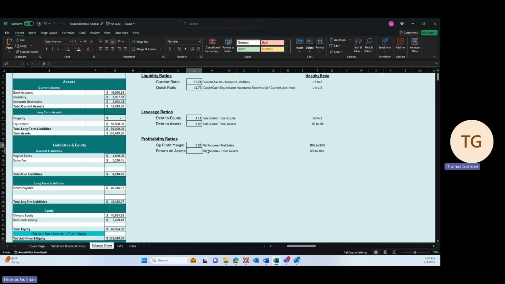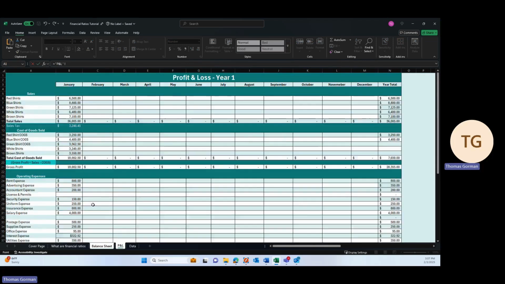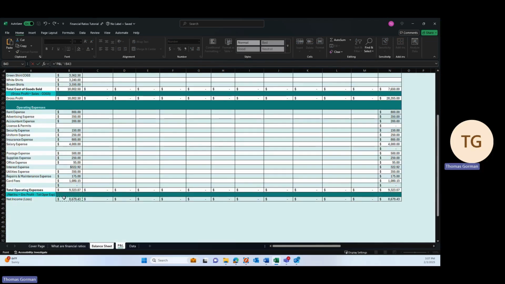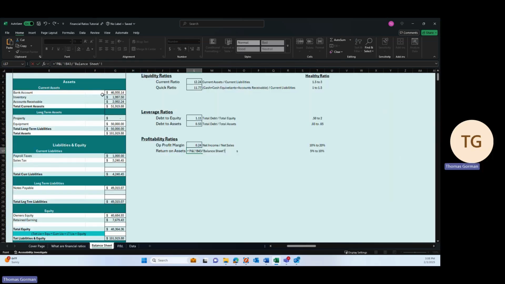So we're going to be looking at net income, which we used on our profit margin, and we're going to be looking at total assets. And so go over to our healthy range for return on assets, and that is generally 5 to 10%. So let's do the calculation and see what we've got for our return on assets. So we're going to go equals. We're going to go over to our P&L to get our net income. We're going to go divided by, then we'll go back to our balance sheet for total assets and enter.